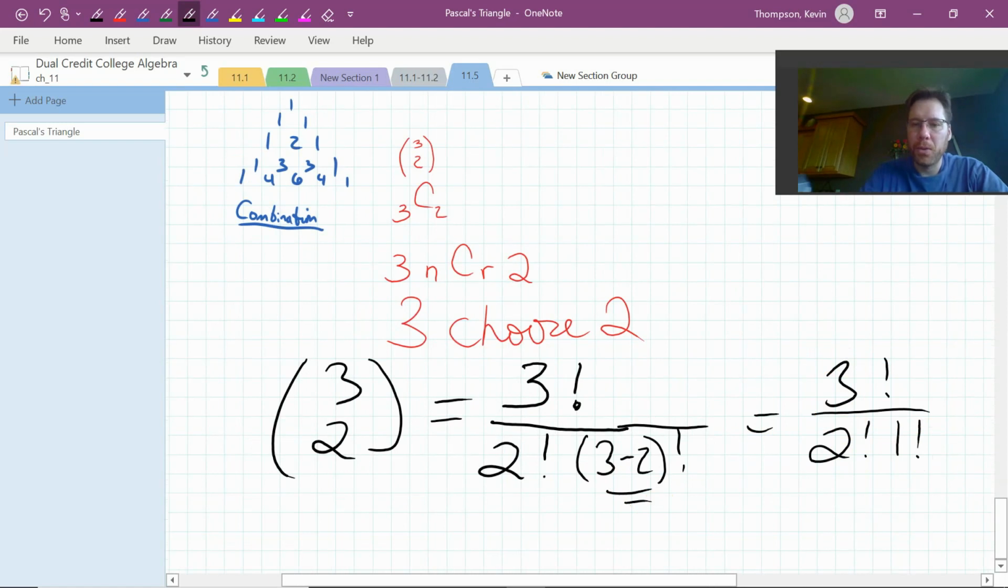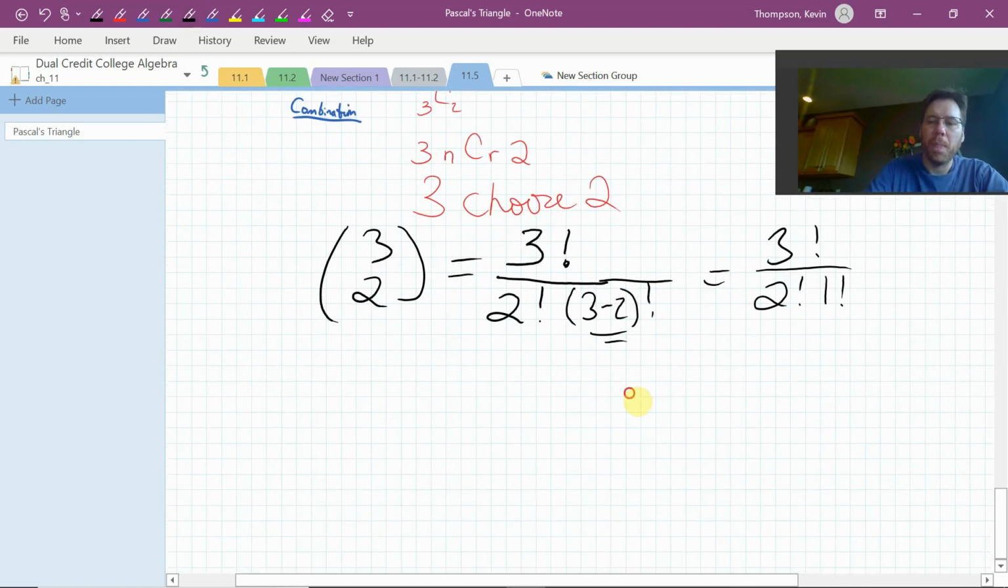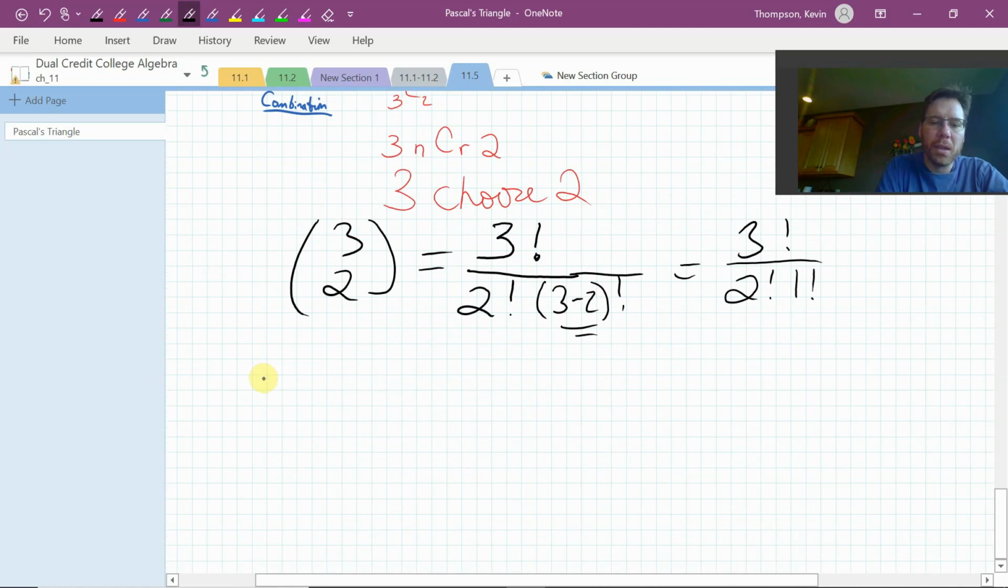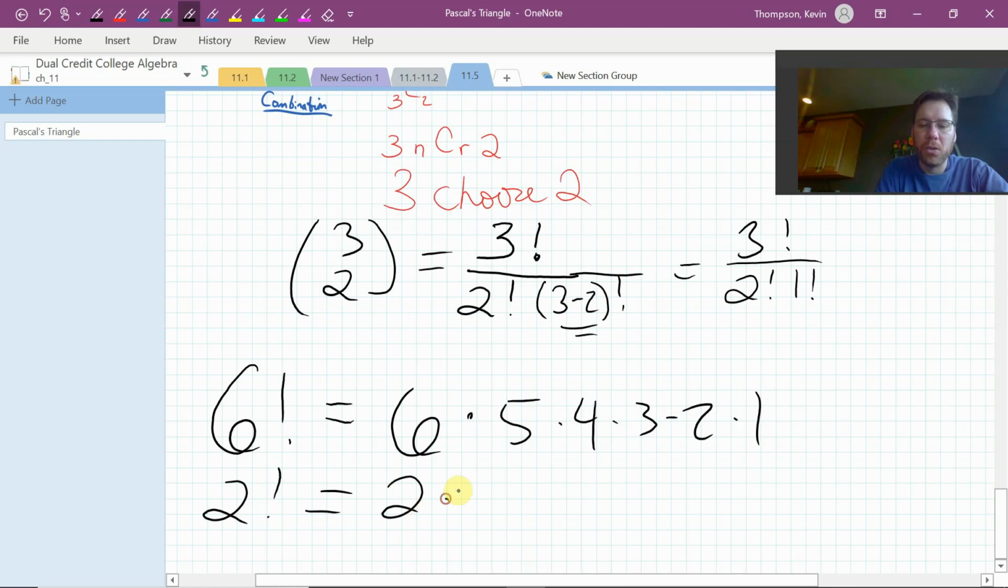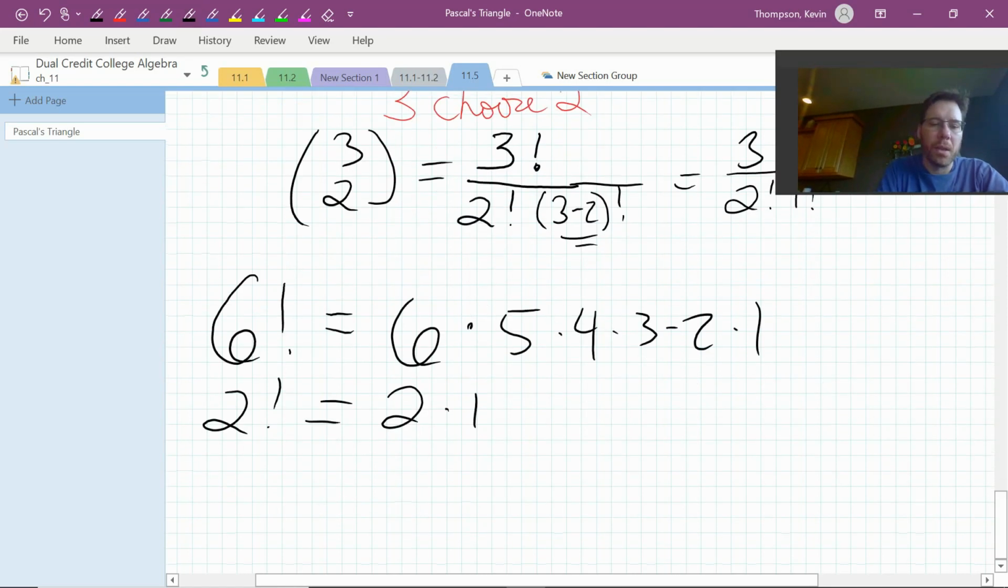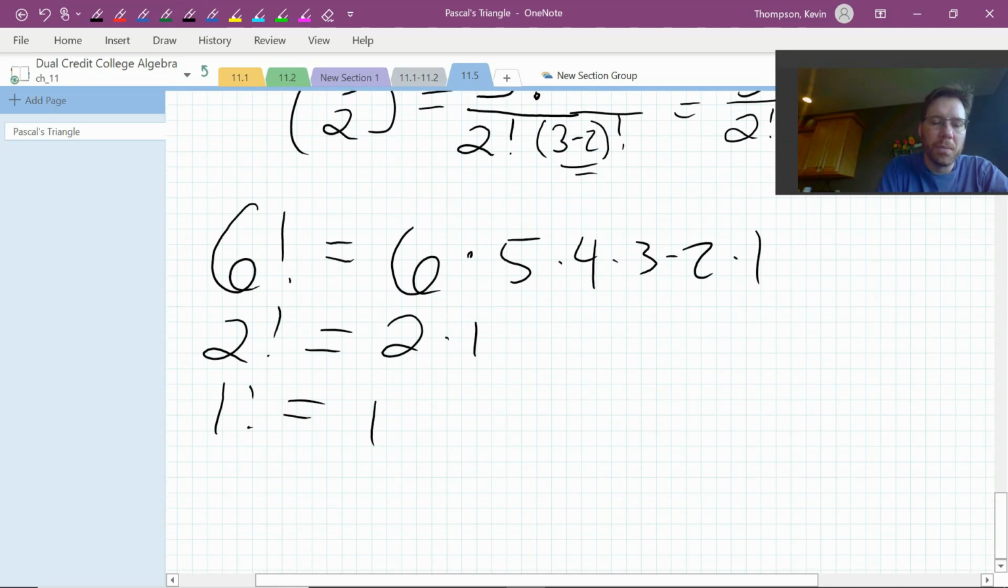Now, factorial. What is a factorial? Well, you probably have seen this before, but like if I would say 6 factorial, it would say, really what I'm saying is 6 times 5 times 4 times 3 times 2 times 1, and stop. If I say 2 factorial, I would say 2 times 1, stop. If I say 1 factorial, it's 1. And here's something that is important, but 0 factorial is 1.